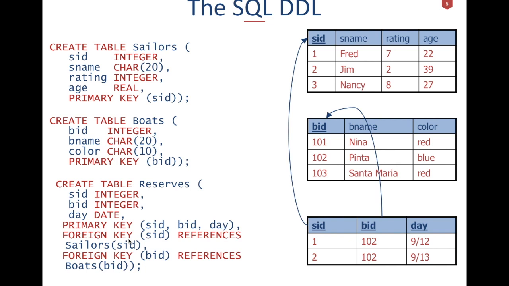I said again, we can do that graphically as well. So foreign key SID references sailors SID. So this SID of reserves refers to SID of sailors, and BID of reserves refers to BID of boats. Okay, so to do that, you use the foreign key relationship and you use this syntax.